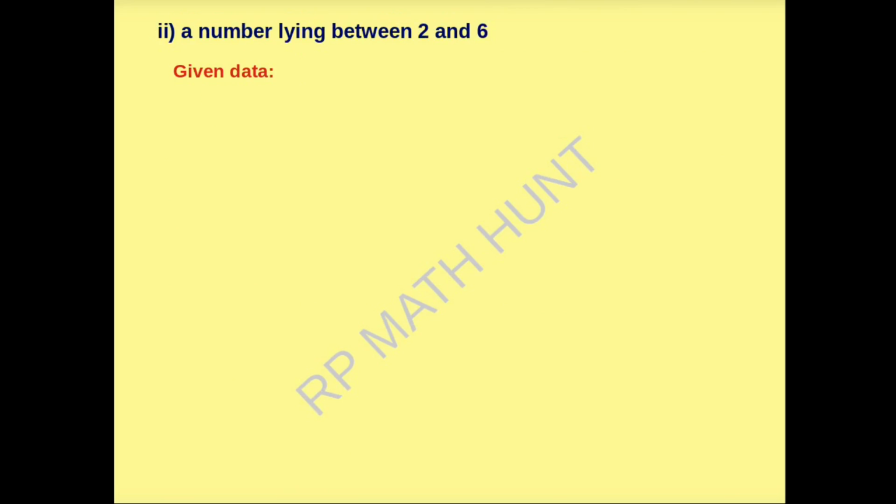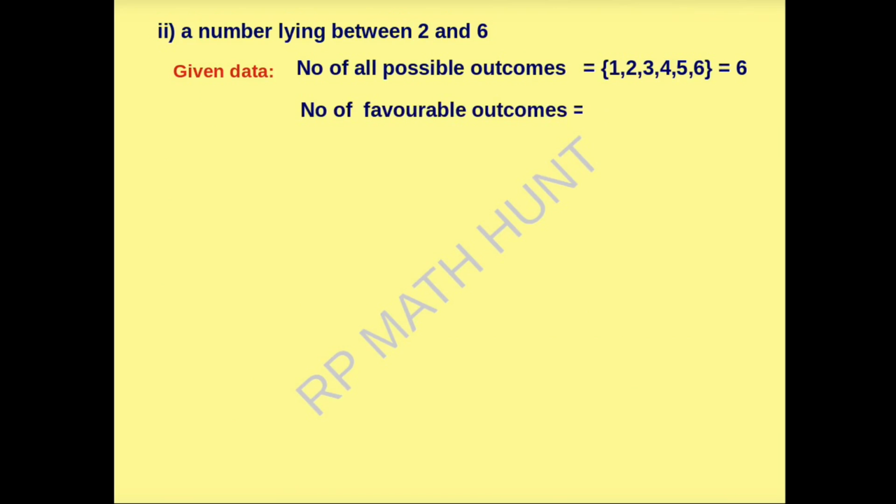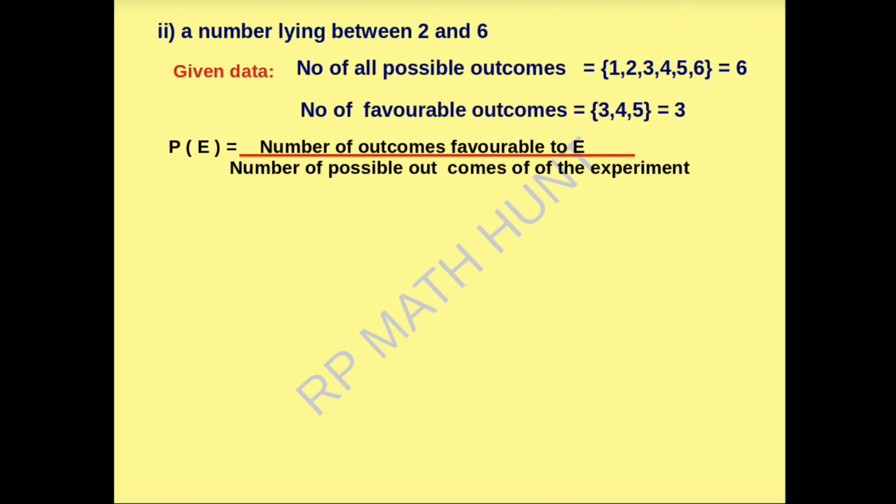A number lying between 2 and 6. Number of all possible outcomes is equal to 6. Number of favorable outcomes is 3, 4, 5, that is 3. P is equal to FO by TO, that is equal to 3 by 6, which is equal to 1 by 2.